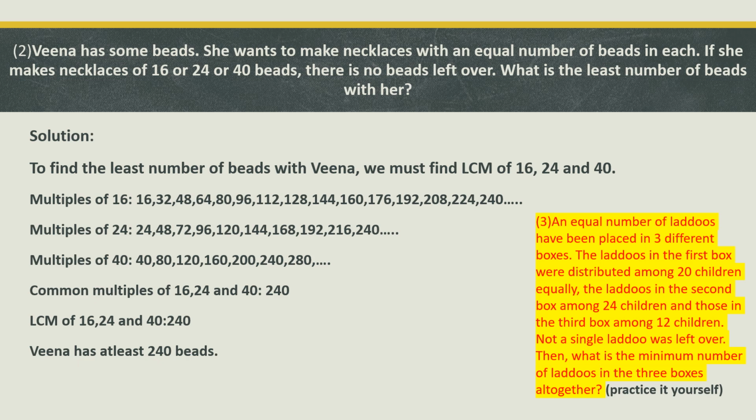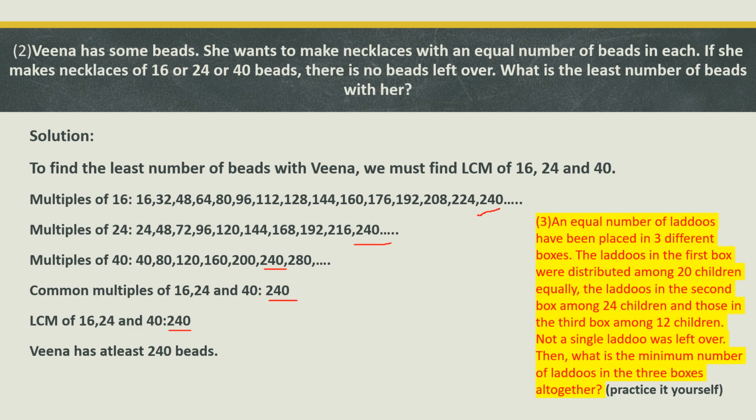So here, write the table of 16, 24 and 40. I have written the multiples of 16 up to 15 numbers, and the multiples of 24 and 40 also. Now which is the common multiple of 16, 24 and 40? Here I got 240 as the common multiple. Since I got only one number, my LCM will also be only that particular number, that is 240. So Veena has at least 240 beads.